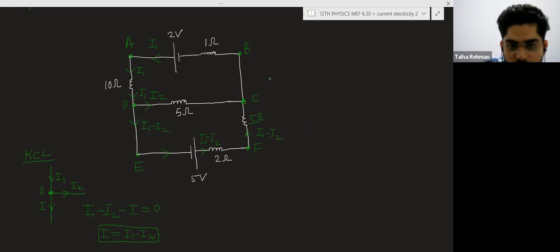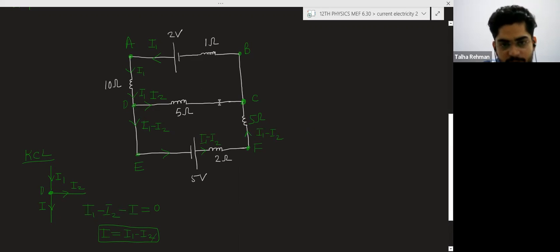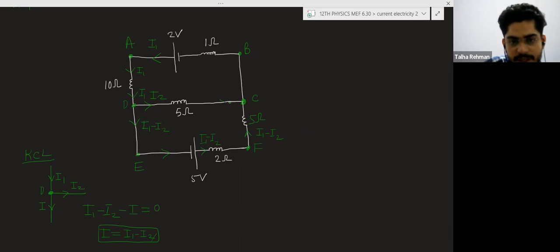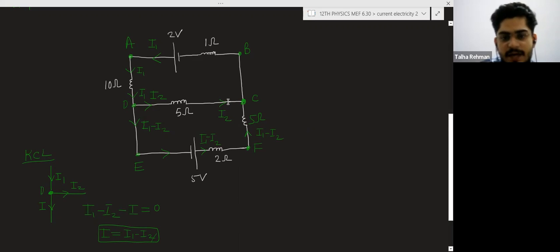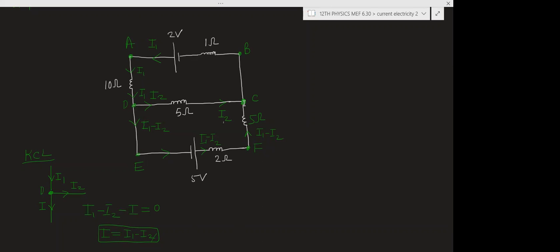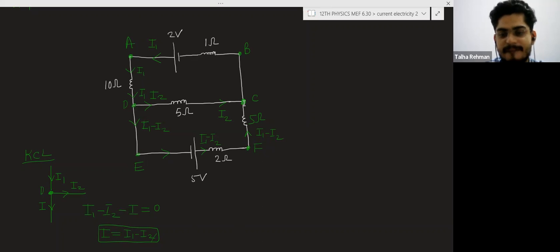Now this is the junction point here, and I2 current is coming from here, and I1 minus I2 current is coming from here. So can you tell me what is the current in this branch BC? Can anyone tell me? Both the currents are meeting at this point C. I1. It will leave. Nawal, do you have any idea?